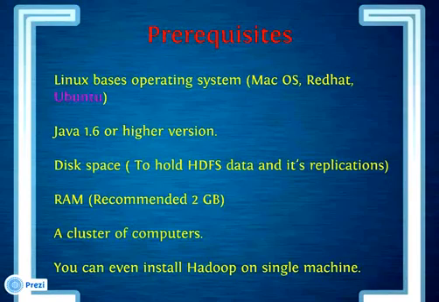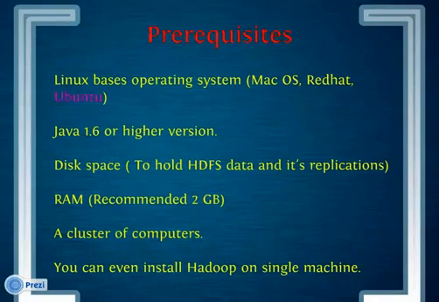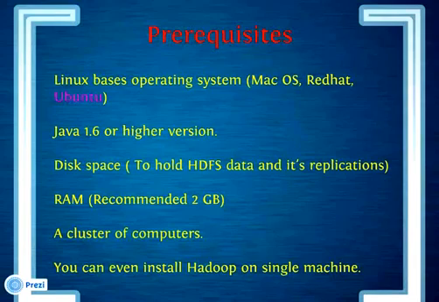That may be Mac operating system, Red Hat, or Ubuntu. Why have I highlighted Ubuntu in a different color? Because in case you don't have any of these operating systems, Ubuntu will help you. First of all, Ubuntu is open source, and secondly, we can install Ubuntu in a virtual machine. It means that you don't need to delete your Windows. On the Windows, we will be installing a virtual machine, and inside the virtual machine, we will be installing Ubuntu. So in case you have Mac OS or Red Hat, you can go ahead with that. You don't need to install Ubuntu.